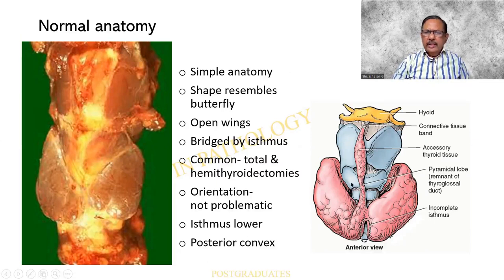Now this is again a line diagram of the thyroid. We have already seen the hyoid bone and then the cartilages, etc. So you have got the right and the left lobe connected by means of an isthmus, from which sometimes there can be the appearance of a pyramidal lobe. So this is what you people should be having in mind.